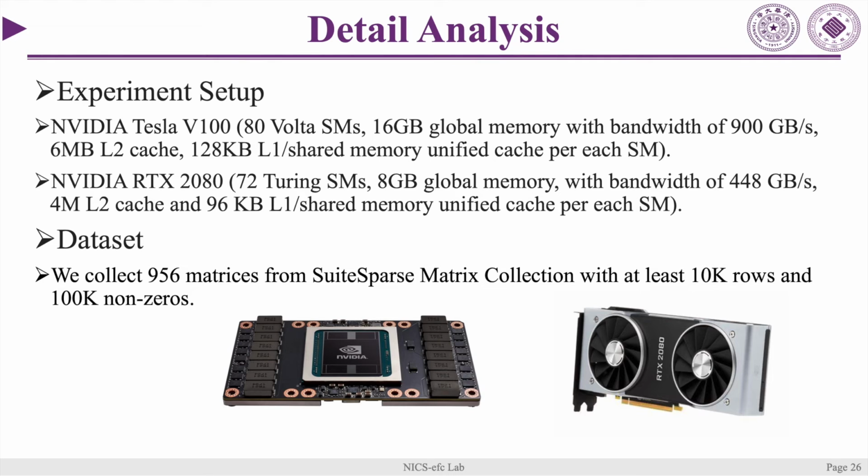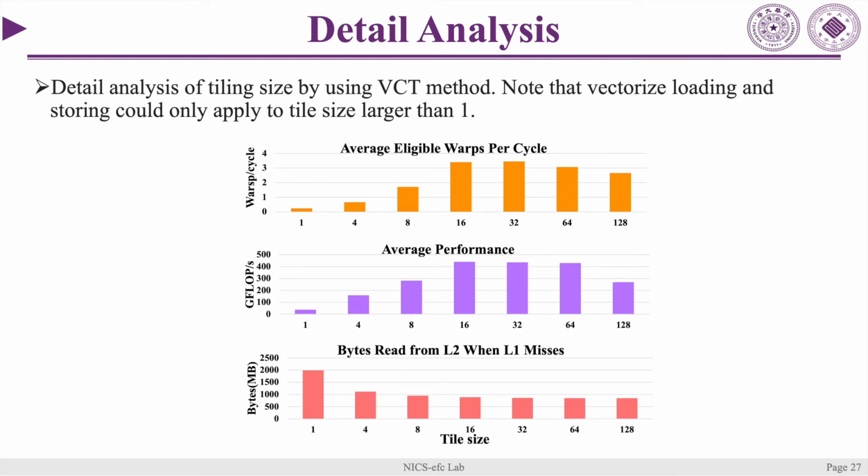So, we analyze our experiments on Tesla V100 and NVIDIA RTX 2080. We choose our data set from the SuiteSparse matrix collection with at least 10,000 rows and 100,000 non-zeros. We analyze 3 matrices to choose a suitable tiling size.